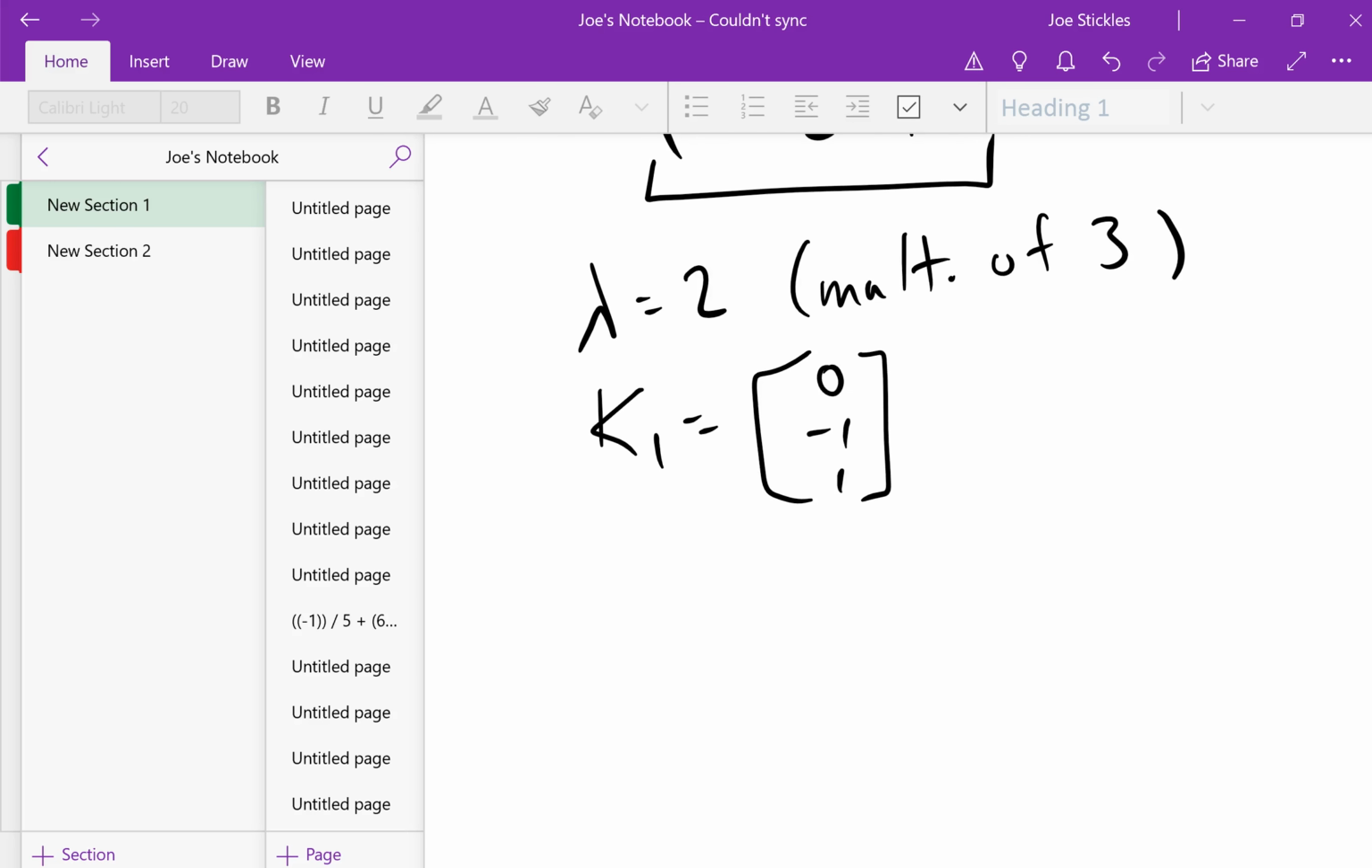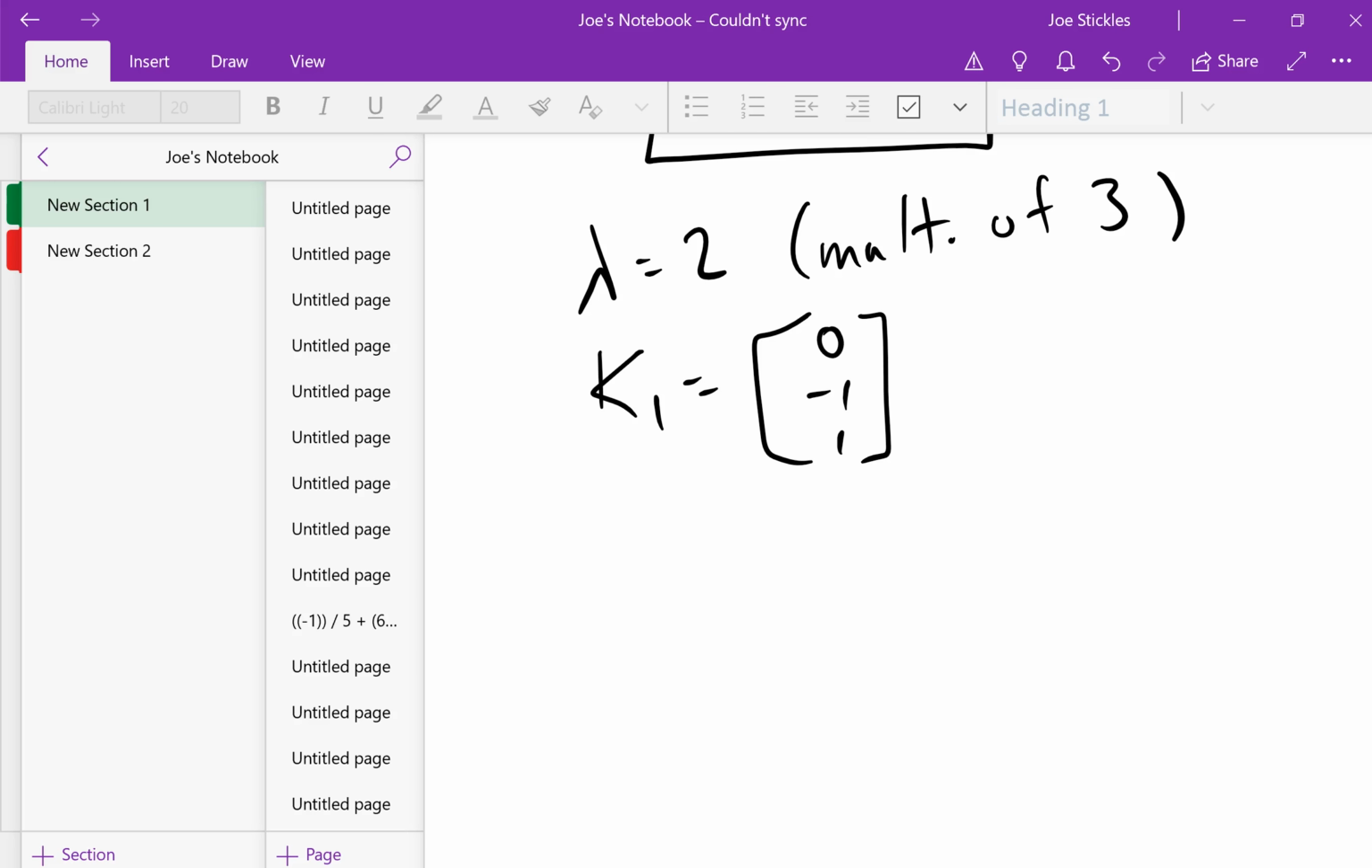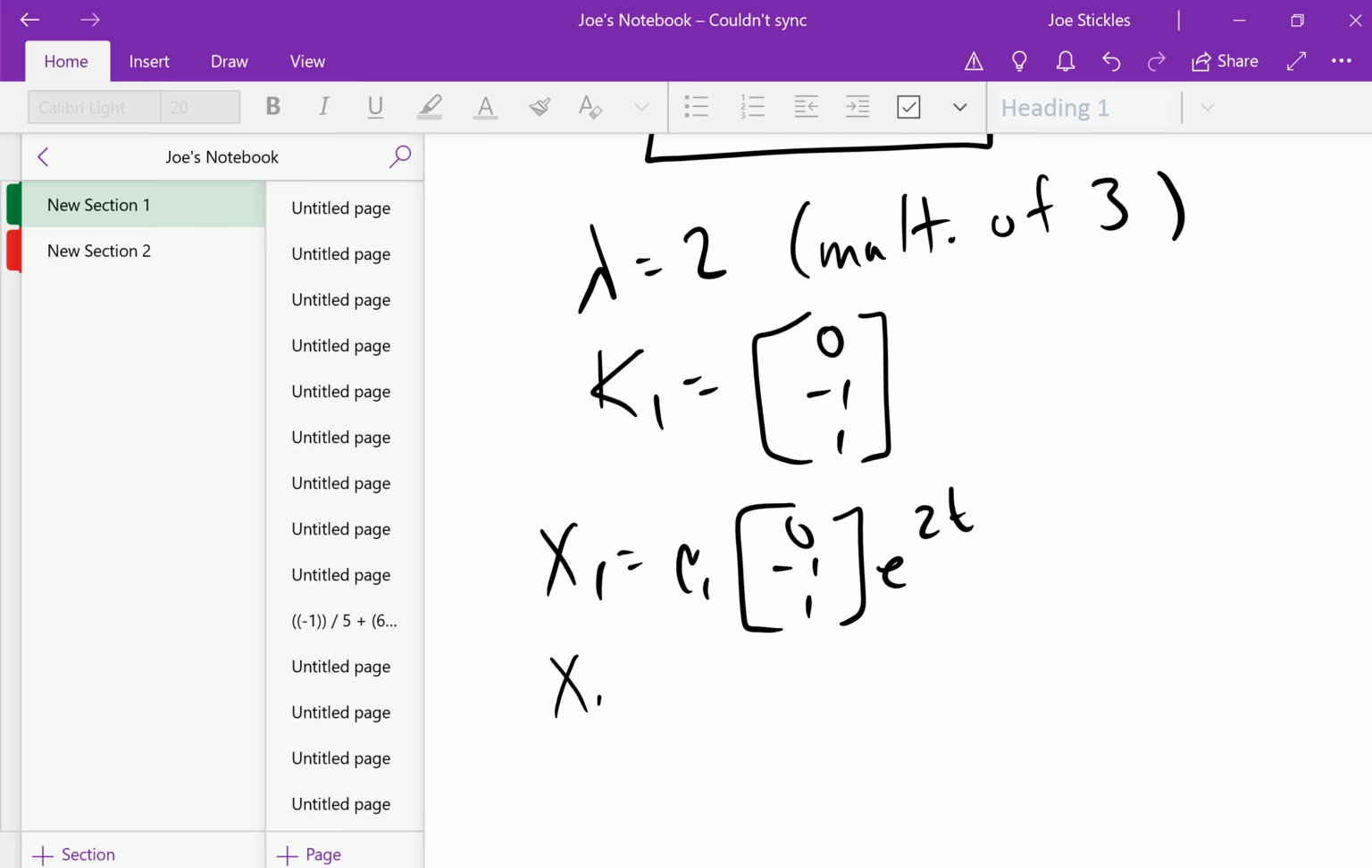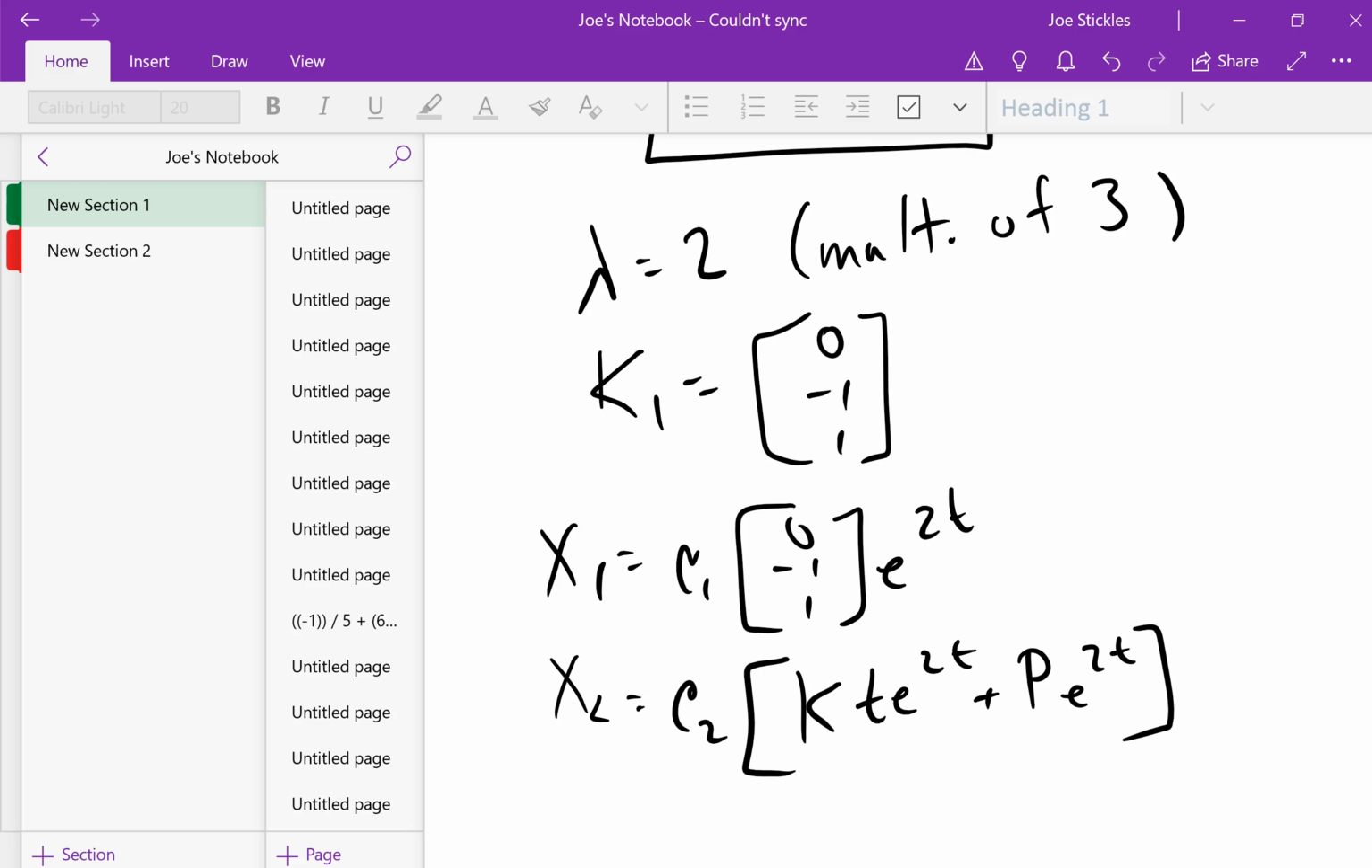All right, so remember, now that we can get to this point, we're going to have other solutions. So our x1 will be c1 times 0, negative 1, 1, times e to the 2t. Technically I didn't need to put the constant on there, because we can always do the superposition principle later on. But this is going to be one of our solutions. So we're going to assume our x2 is c2 times K times t e to the 2t plus some P times e to the 2t. This is going to be our assumption.